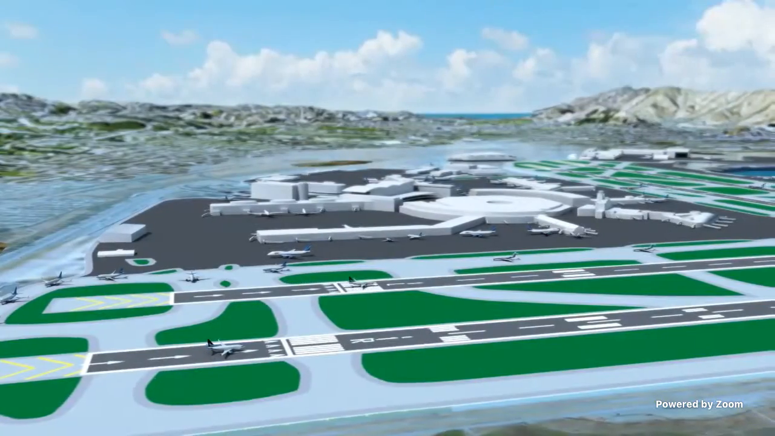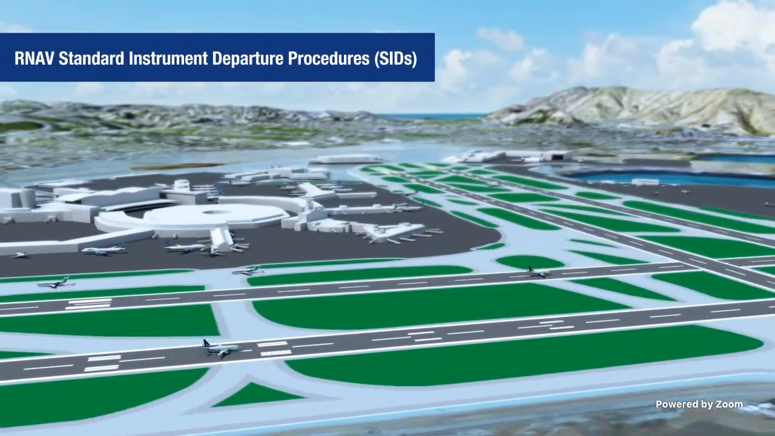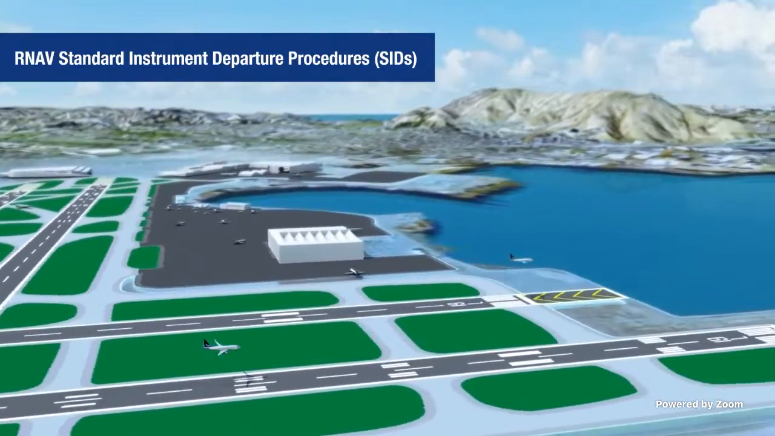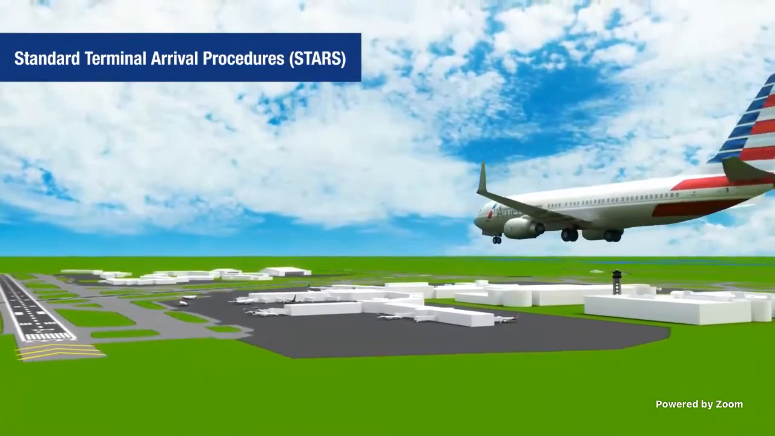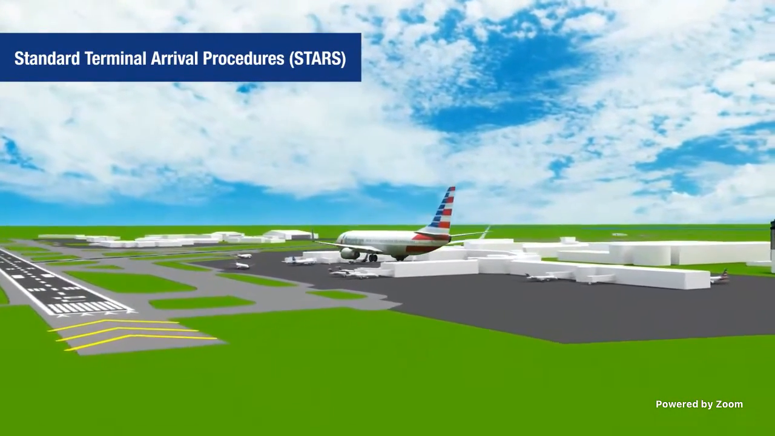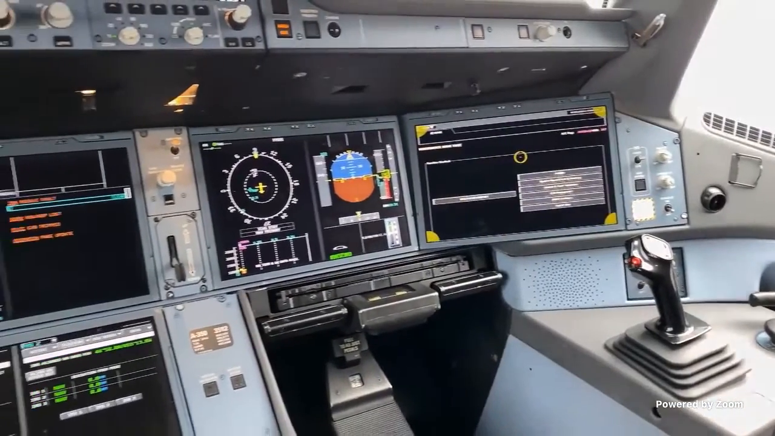When a plane leaves an airport, RNAV Standard Instrument Departure Procedures, or SIDs, follow a published route to provide a precise, predictable path for the climbing aircraft. Standard Terminal Arrival Procedures, or STARs, do the same for arriving aircraft. All procedures are published on flight charts.